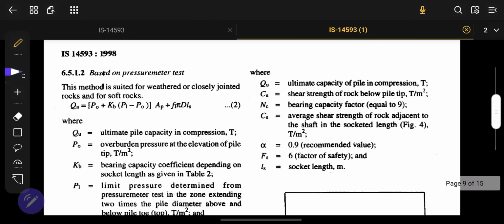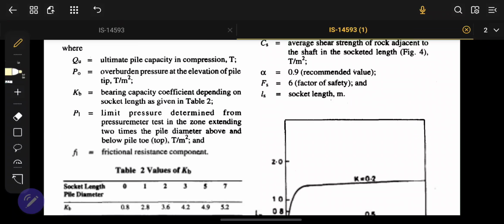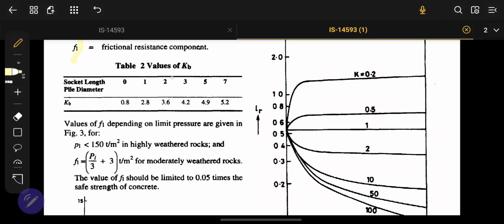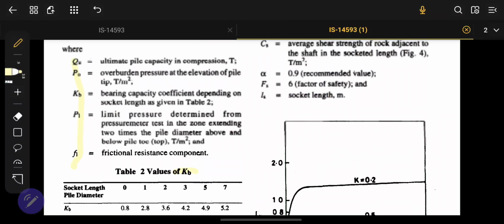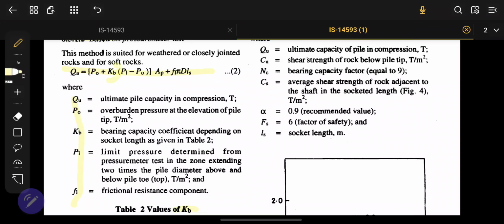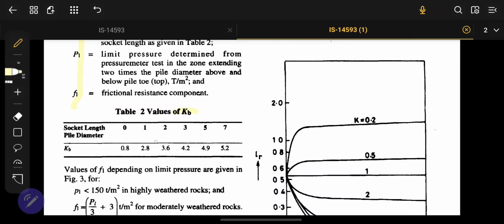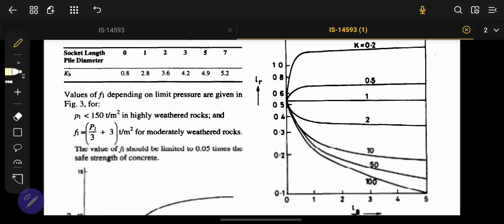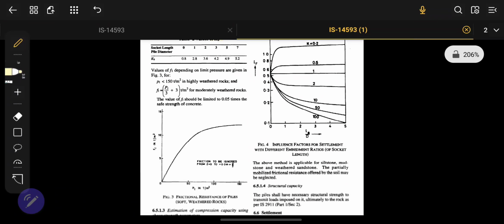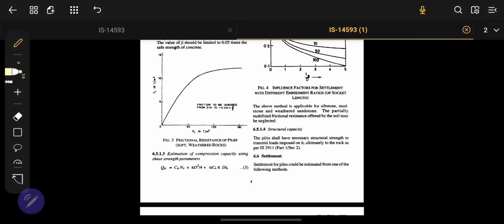Now this is based on the pressure meter test. See, mostly we do with the QC value only. Now if it is based on the pressure meter test, we can follow this formula, and some terms are defined here, and the KB value is being used in the formula above. Based on that we get the KB value based on the socket length. So some calculations are given. This is very simple and easy to follow. We can refer to that. Now we'll directly come to the structural capacity.